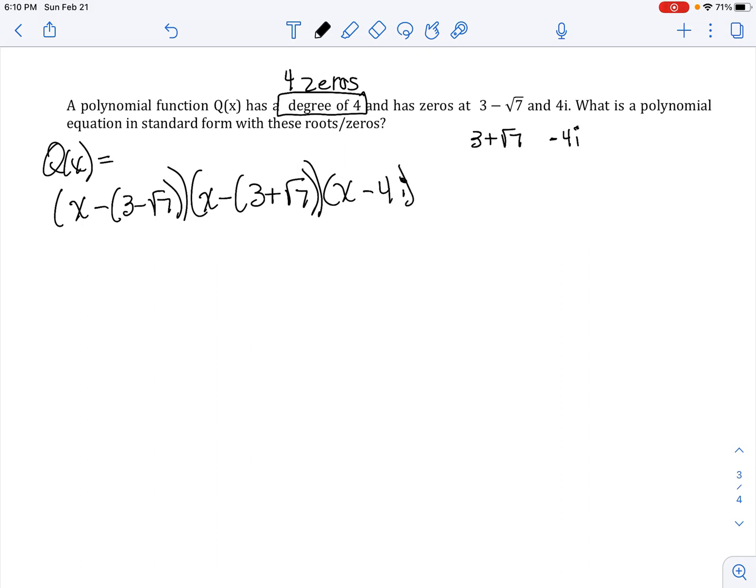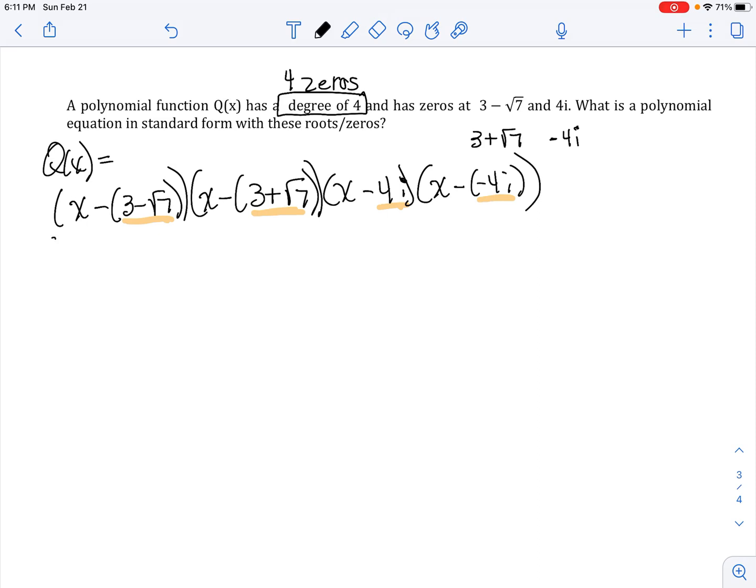X minus the 0, x minus the 0. So just take a look here. Here's your 0, here's your 0, here's your 0, here's your 0. So there's your 4 zeros. And we've got to multiply this all out.